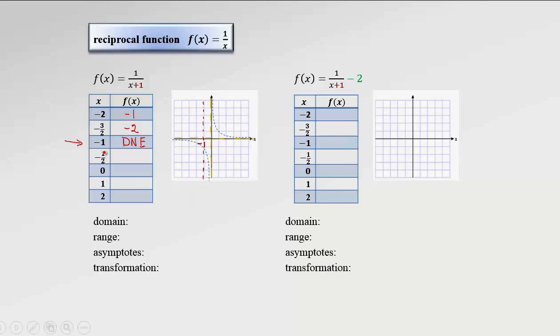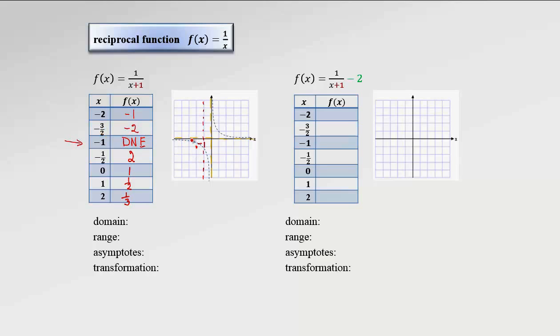Carry on. Let's evaluate f at -1/2. So -1/2 plus 1 is 1/2, and the reciprocal of it is 2. At 0 we have 1. At 1 we have 1/2. At 2 we have 1/3. Let's see, after plotting a few points, if we get a general idea of how the shape may look. So -2, -1, it's here.